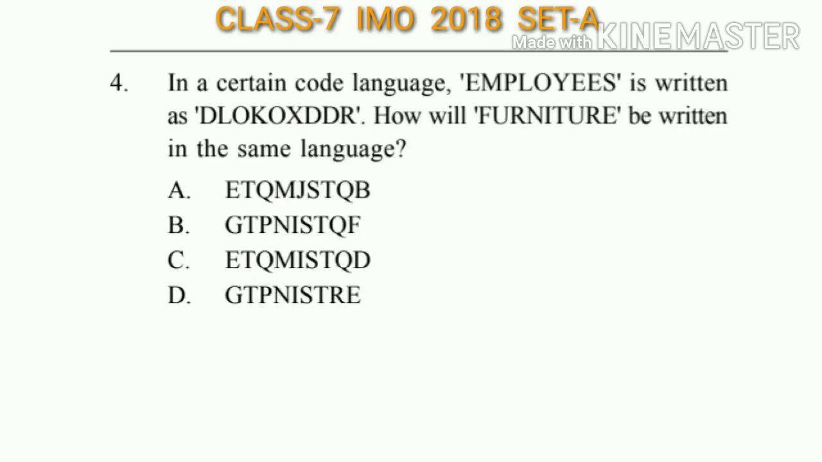Now question number 4. In a certain code language, employees is written as DLOKOXDDR. How will furniture be written in the same language? If you look at the coded letters, all the letters are the previous letters of the word employees except O. O is same in both the words. So in the same way, furniture will be written like option C, ETQMISTQD.